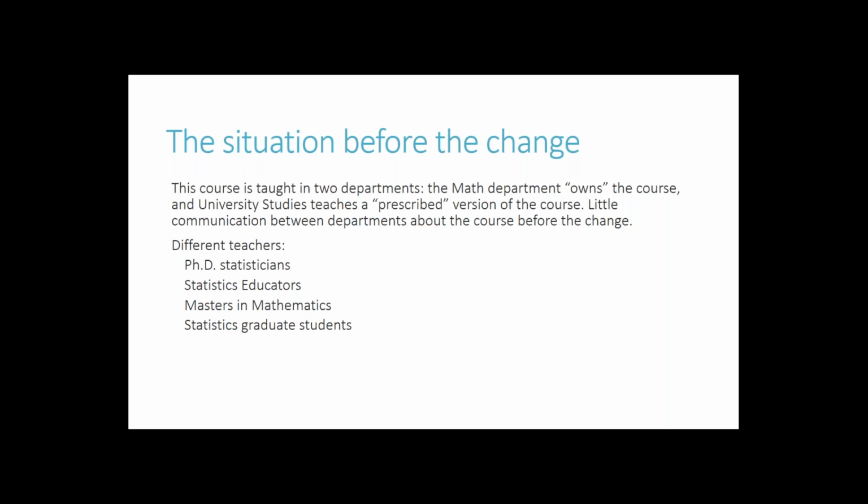Because we've got two different departments teaching this class, a lot of different types of students, and also different teachers, we want to make the course a little bit more uniform. So if you think about the different kinds of teachers that could be teaching this course, ideally we'd have people with a PhD in statistics teaching the class. That is ideal, but it doesn't happen all that often because of the departments that are teaching this class. We do have a couple of statistics educators that teach this class now and then, but not frequently.